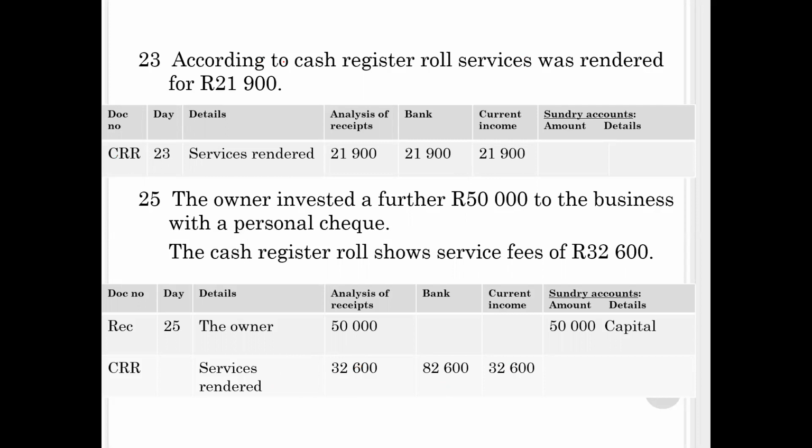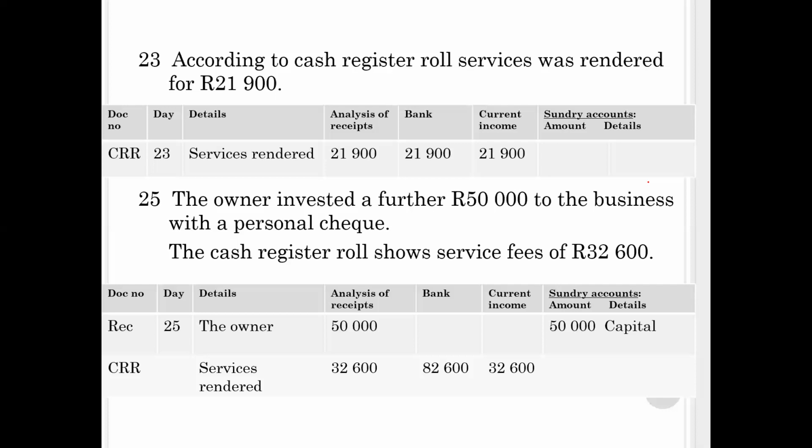It doesn't matter if there are two transactions on the same day. You do both of them, but take the first one first and then you do the second one. So the first transaction on the 25th was to say that the owner invested a further 50,000 in the business with a personal check. So you've got your date, you know it's a receipt, then you've got the name of the owner. The amount 50,000 goes to analysis of receipts because it was received directly at the bank, and then the 50,000 Rand goes to sundry accounts because it is for capital.